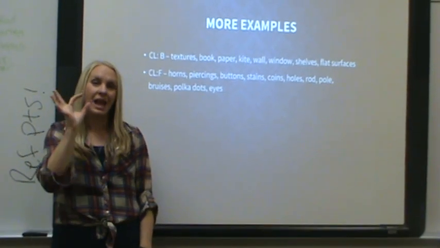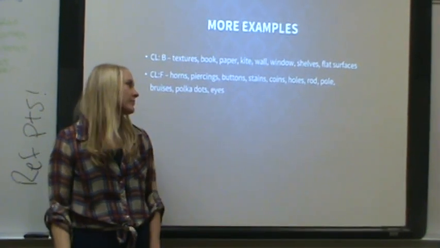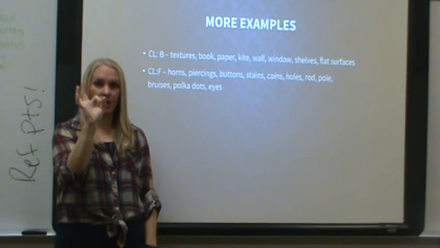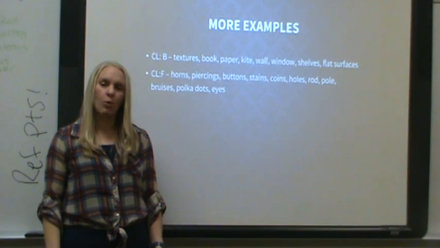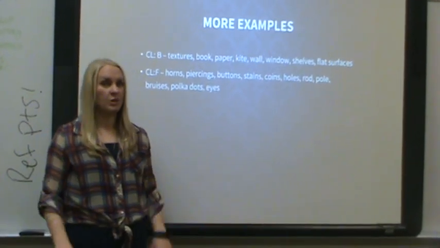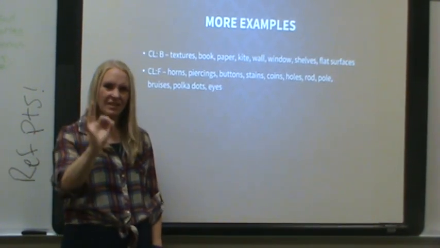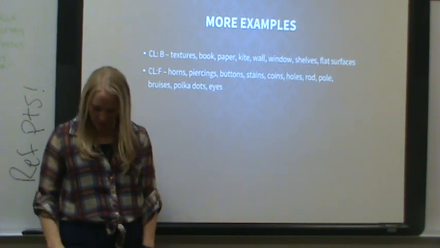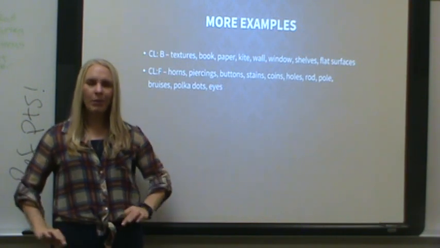Piercings. Pierce, pierce, pierce. Buttons. It's the shape of a button. You can make it smaller or bigger. Show where the buttons are. You can use 2 hands. Stains, coins, anything that looks like this. I've got a stain. Holes.